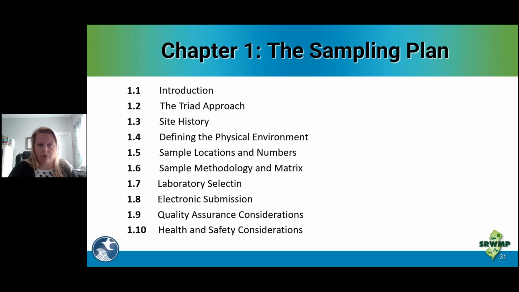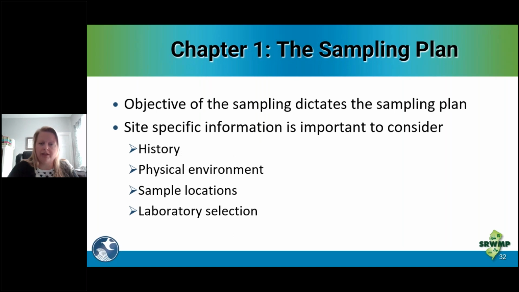The list of everything for chapter 1. Chapter 1 is the sampling plan. It gives an objective of the sampling. It dictates the plan. It tells you different site-specific information that is useful to consider, like the history, the physical environment, sample locations. This chapter didn't need a full update. We did what was needed, but it's nothing that needed training. So we're not doing a specific training for all of chapter 1. So if anybody has any questions on chapter 1, you can feel free to email me.